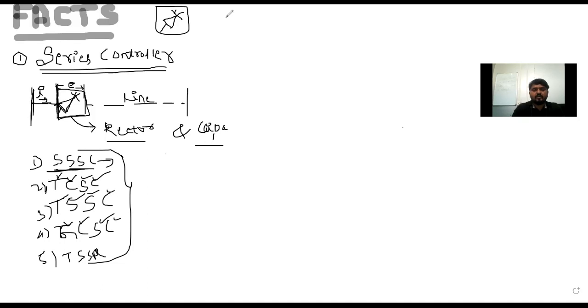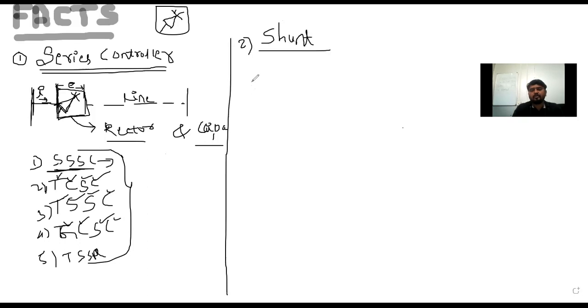Second one, we'll go for the second type, that is called the shunt controller. We are going to use the shunt controller. Here the bus is there, and I am going to add the line. For long kilometers we are going to add this, which I will consider as the transmission line.